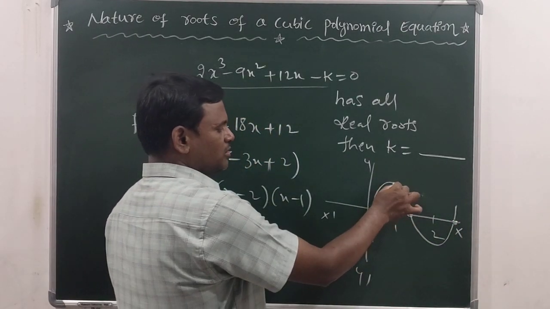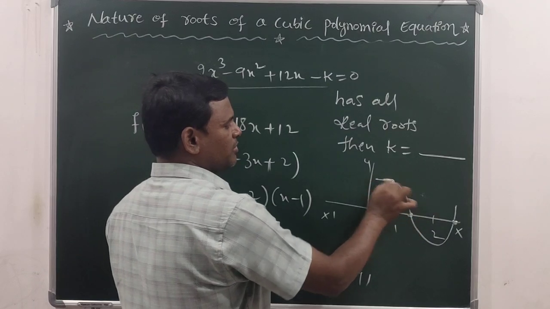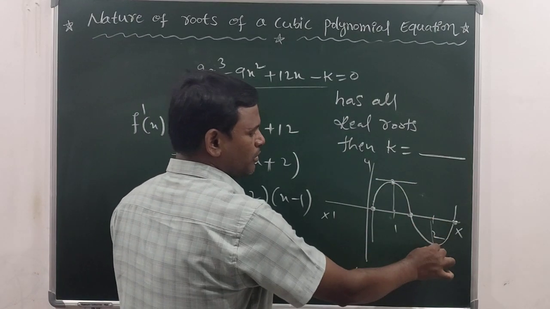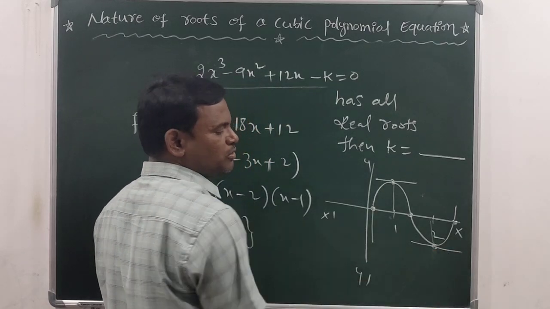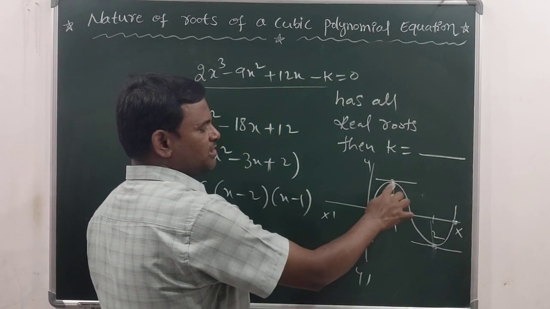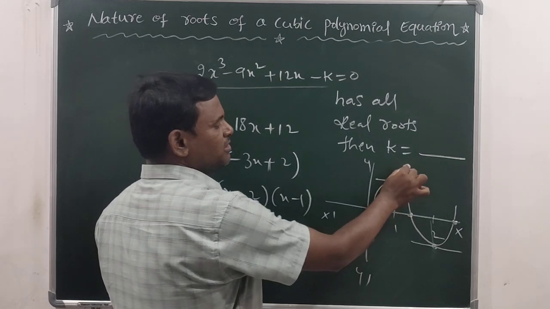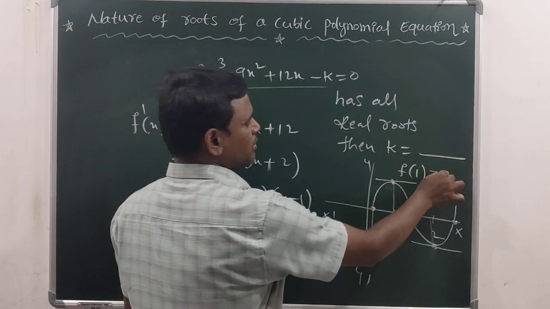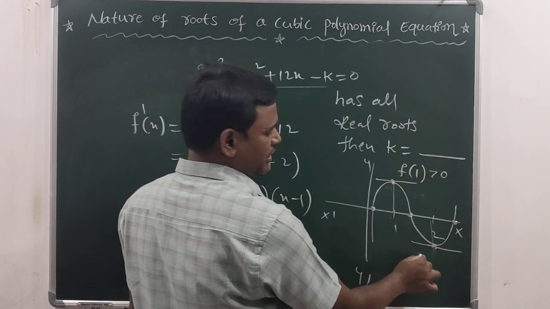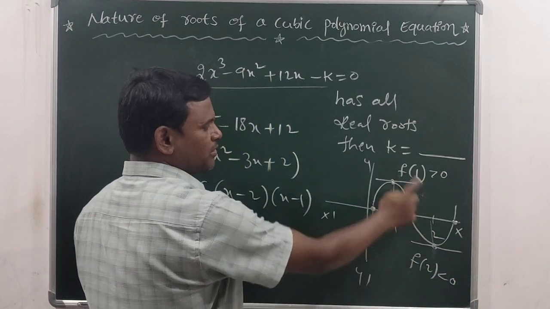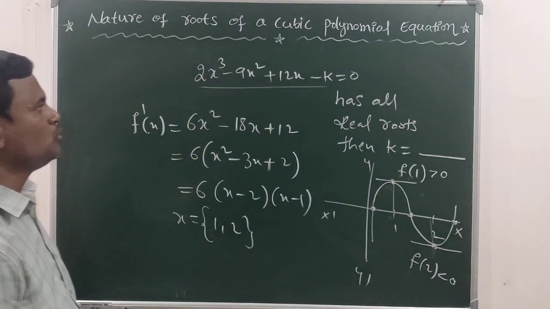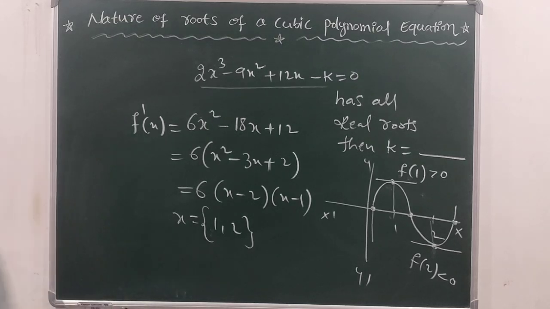At 1, here, horizontal, the first derivative is 0. At 2, here, horizontal tangent, the first derivative becomes 0. So it is there in the first quadrant, which means f of 1 is positive. It is there in the fourth quadrant, so f of 2 is negative. Now take their product and simplify.